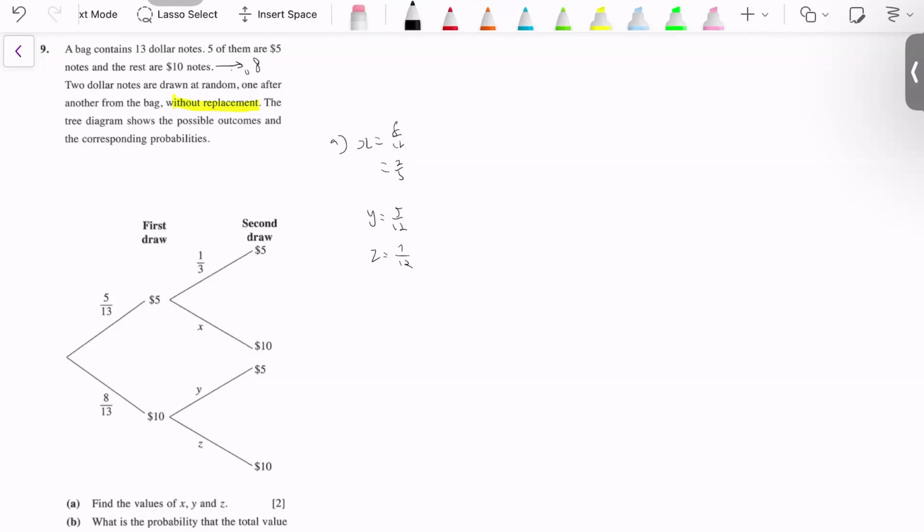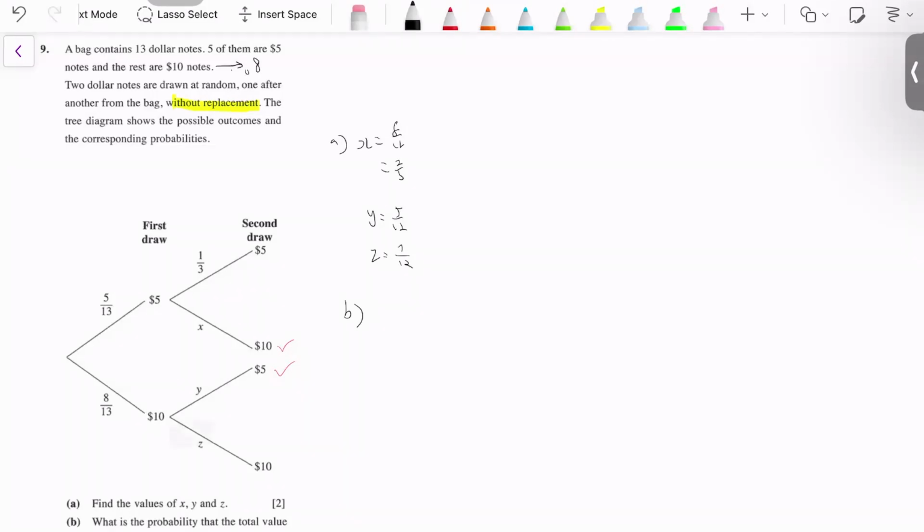Okay. Next, part B is this. What is the probability that the total value of 2 notes is $15? So in this case, the only way to make $15 is first note being $5, second note being $10, or first note being $10, second note being $5. So we find the probability of each possible outcome, and we add them together.